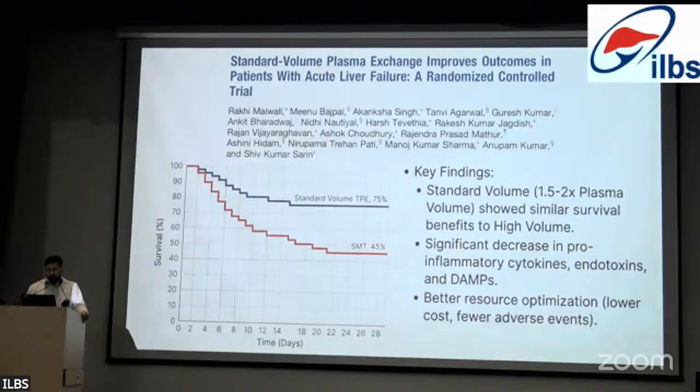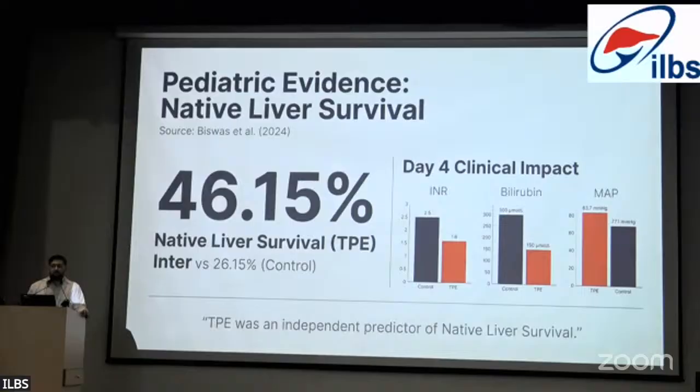And again, in these patients, 80% are hyperacute liver failure, with 20 patients in each arm, and only 40% of patients meeting King's College criteria. And all the patients included in the trial do not have a transplant option. So coming to the pediatric evidence, this is from our own institute, ILBS.